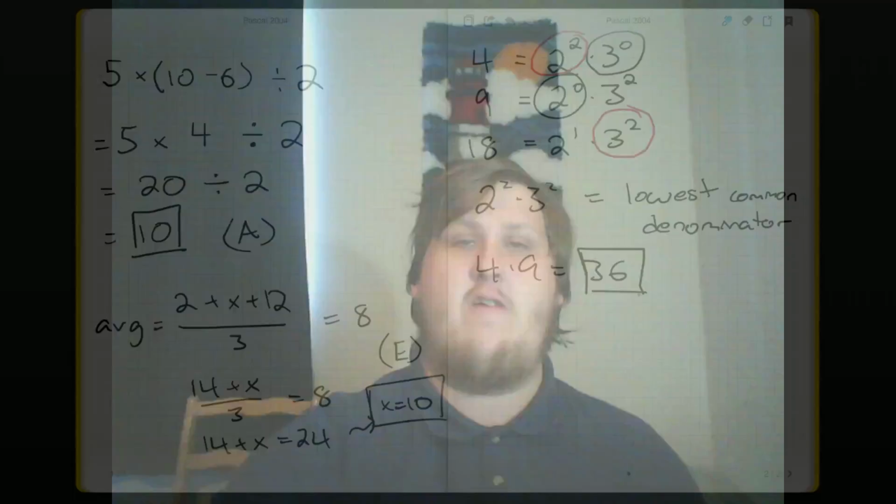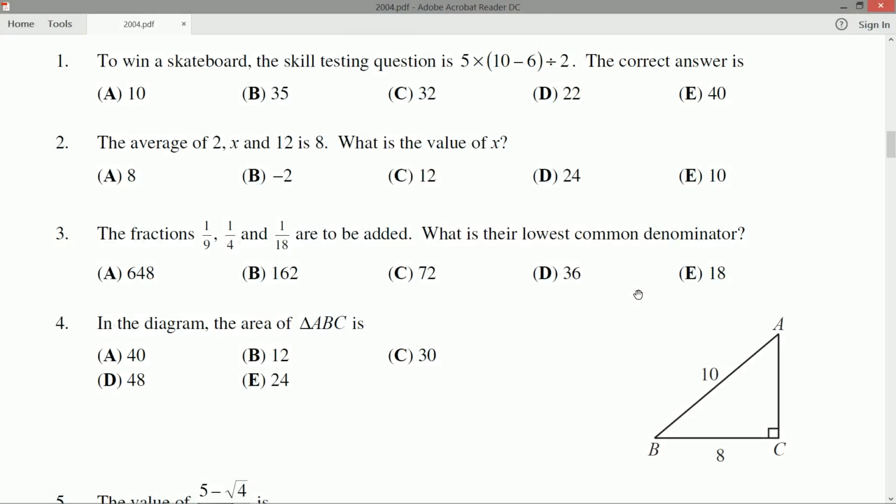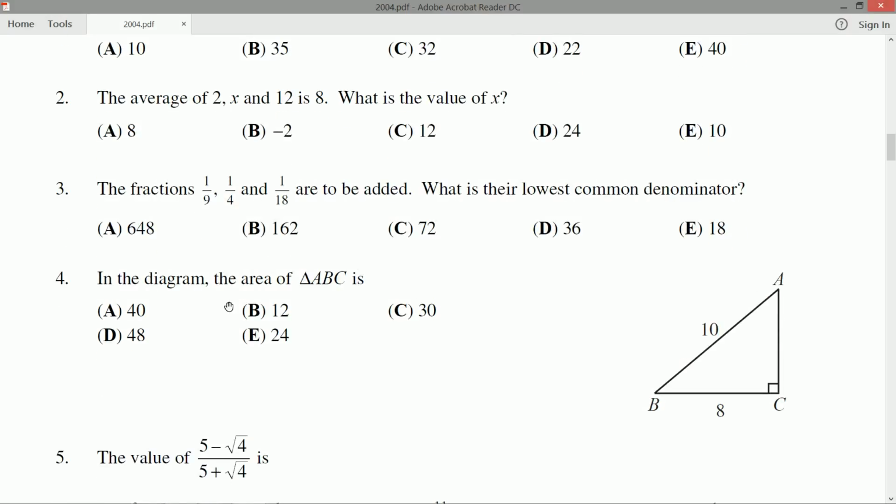Another way we could have done this question, we were given these 4 answers here, 648, 162, 72, and so on. We could have taken each of them in turn and said, can you make fractions here? But that's the slow way of doing it. We're looking for fast ways to do these questions, especially on the early questions. Questions 1 to 10, we should be going through those fairly quickly.